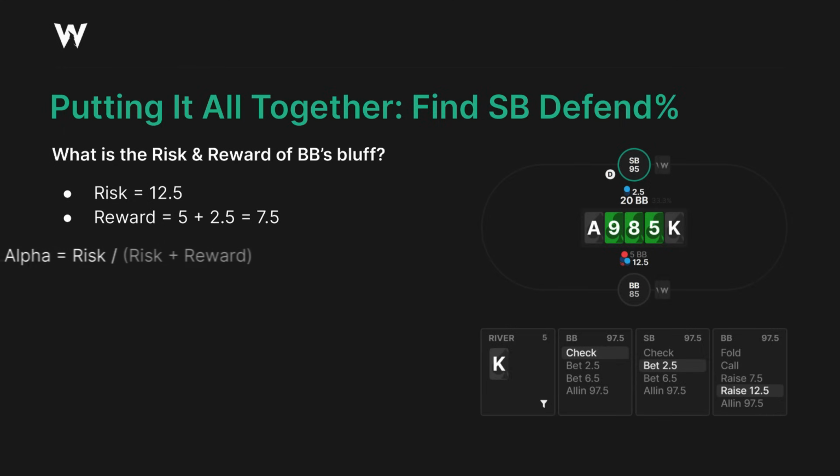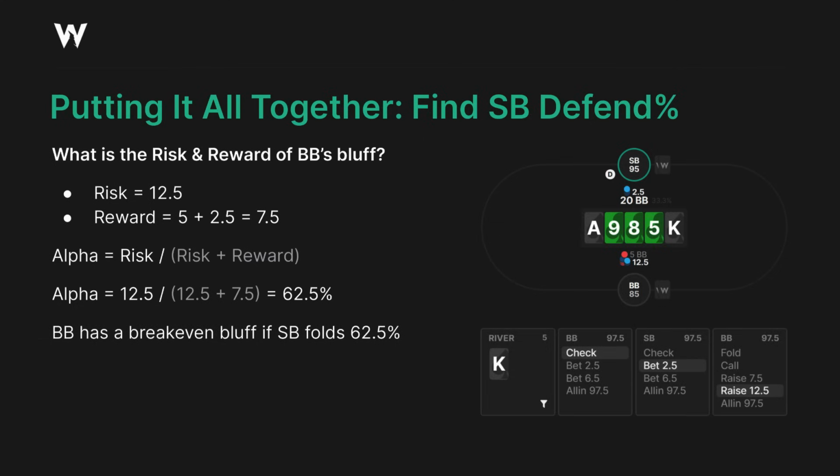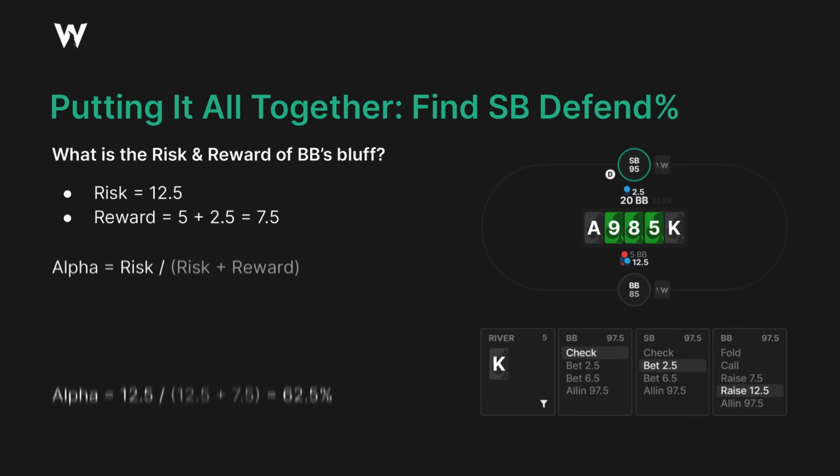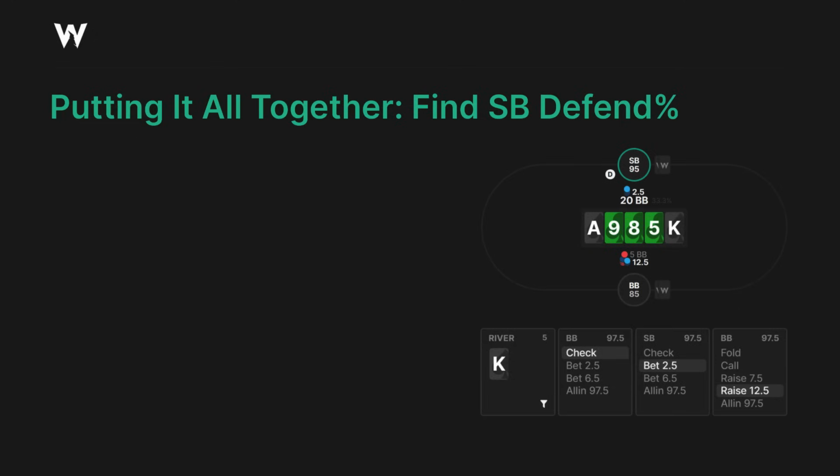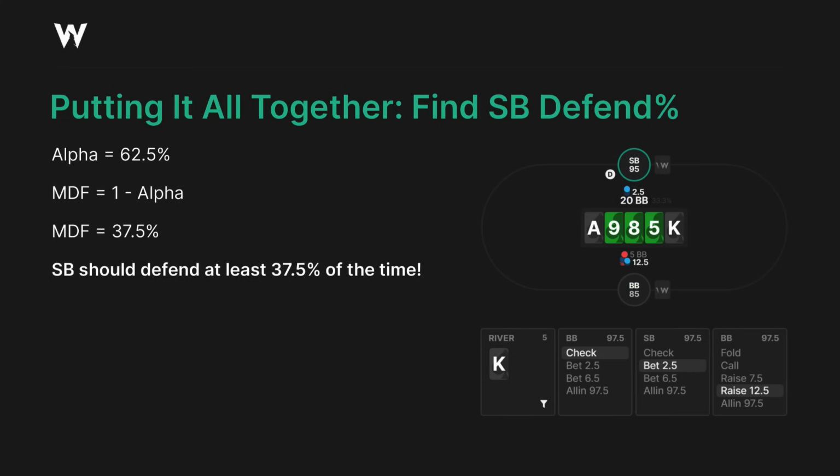Alpha, again, is just a risk-reward calculation. So risk over risk plus reward, in this case, comes out to 62.5%. In other words, big blind has a break-even bluff if small blind folds at least 62.5% of the time. So big blind's really hoping that small blind folds more often than this. Bringing that back to small blind's defending frequency, MDF is just 1 minus that number, so small blind should defend at least 37.5% of the time in order to prevent big blind from profitably bluffing. Therefore, we have our answer.